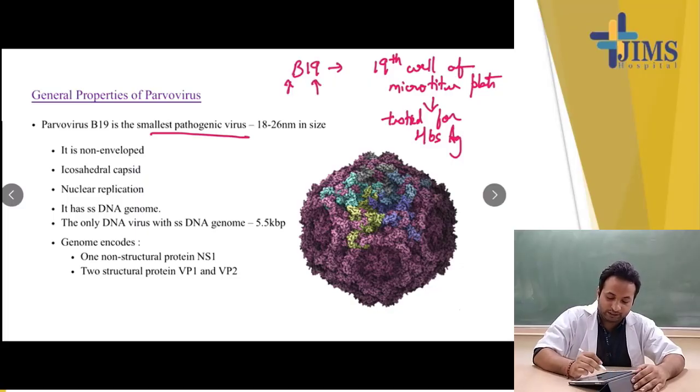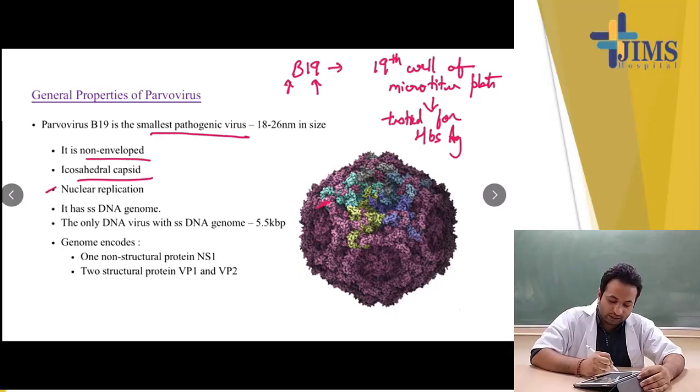So parvovirus B19. First, it is the smallest pathogenic virus which we see. Second, it is non-enveloped. Then it contains an icosahedral capsid. Then, like all the DNA viruses, the replication here happens inside the nucleus. That's why nuclear replication. And then it has a single-stranded DNA genome. So it is a very differentiating factor, because all the DNA viruses have double-stranded DNA. This is the only DNA virus which contains a single-strand DNA genome, which is of 5.5 kilobase pairs.